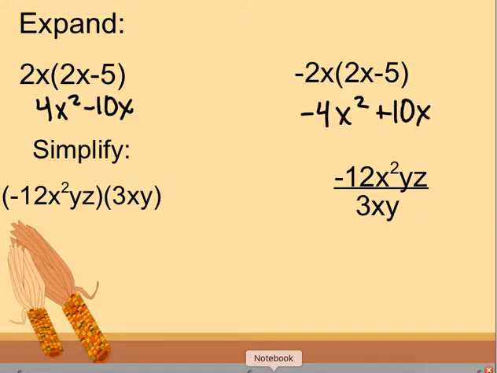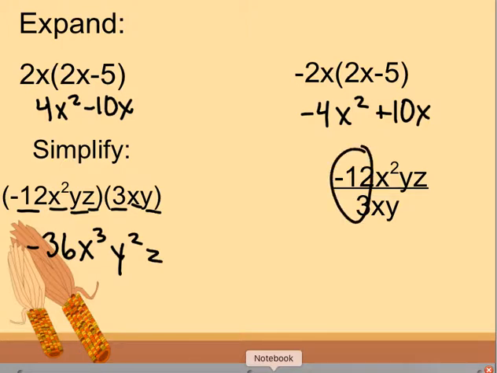And on this left side, we can multiply negative 12 and 3 to get negative 36, x squared and x to get x to the third, y and y to get y squared, and z is by itself. And then we're going to divide negative 12 and 3, so negative 4, x squared and x to get x, y and y go away, and we have z. And this one stays in the numerator.